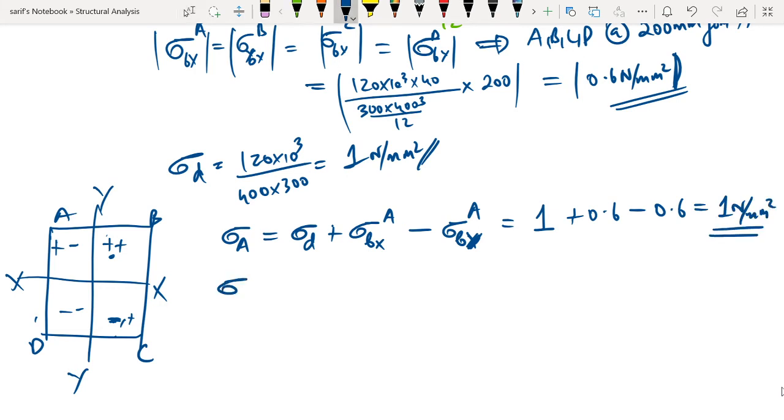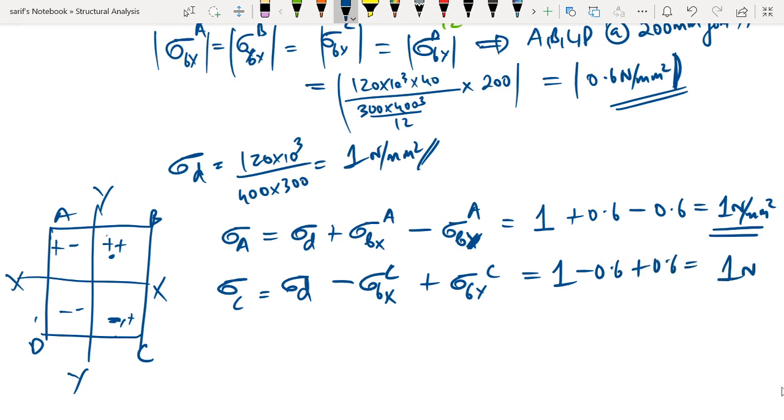Now similarly sigma c, if you calculate sigma c, sigma d minus sigma bx about the point C, and the next term is plus sigma by about the point C. So we are going to have 1 minus 0.6 plus 0.6. We are going to have a net of 1 Newton per mm square.